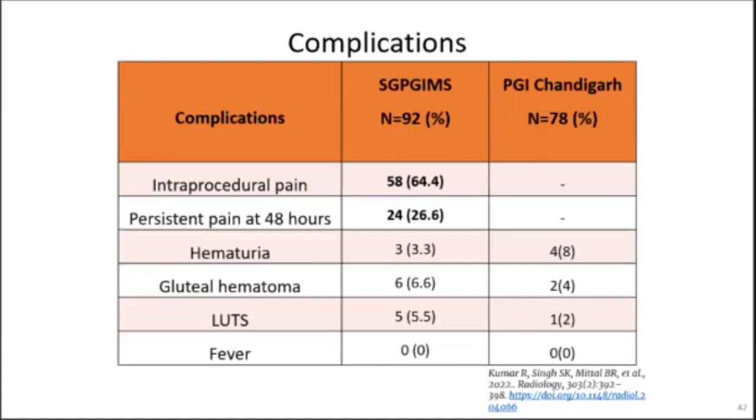3.3% of the patients faced hematuria, and 6.6% had gluteal hematoma. 5.5% patients faced lower urinary tract symptoms, and none of the patients had fever. This is in conjunction with the study in PGI Chandigarh, which had similar complication rates.